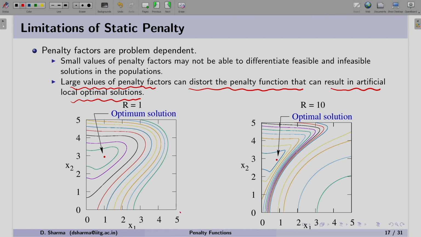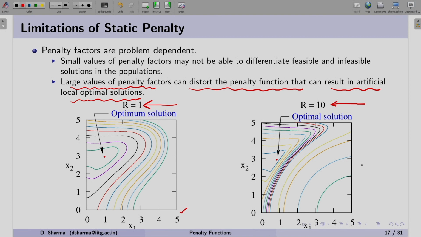The figure on the left hand side is again a Himmelblau function with just one constraint, and we have taken the value of r as 1. So, we are considering r as a small value. You can see that when r equals 1, we have such kind of contours. Now looking at r equal to 10, with the same penalty function method, you can see there is a change in the contours, and this change is with respect to just one constraint.